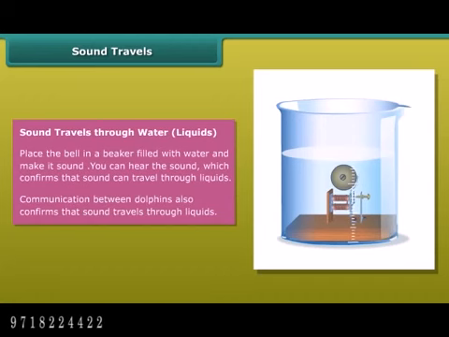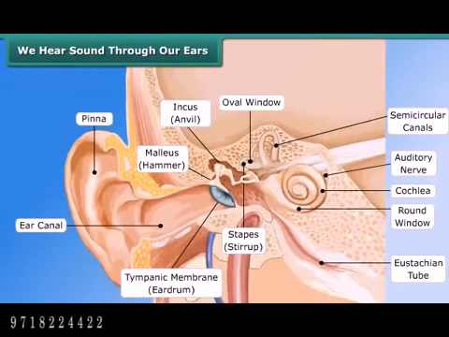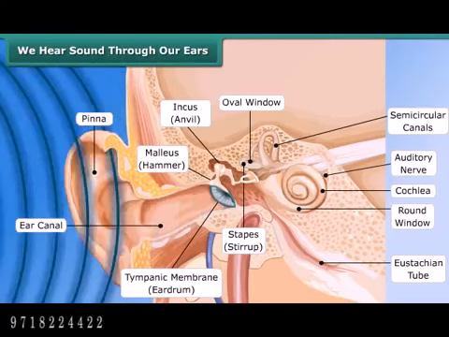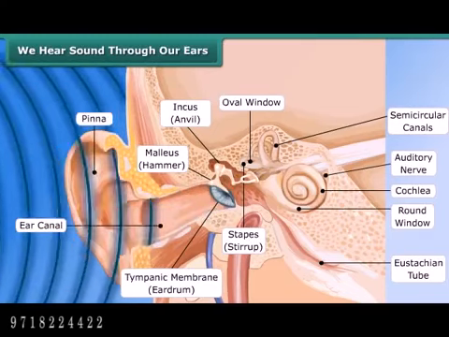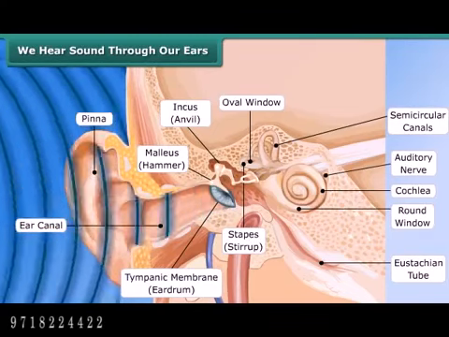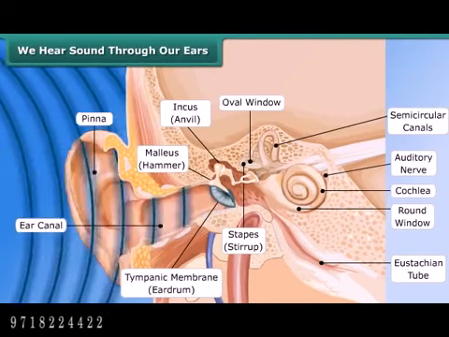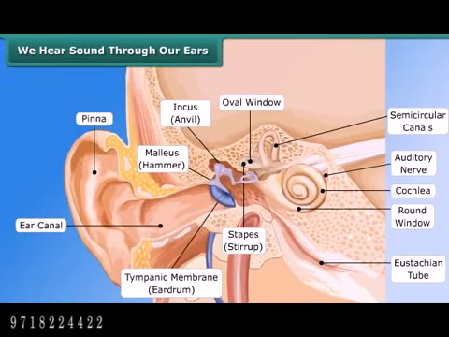We hear sound through our ears. The shape of the outer part of the ear is like a funnel. Sound enters and travels down a canal, at the end of which a thin membrane is stretched tightly, called the eardrum. Sound vibrations make the eardrum vibrate, and the eardrum sends vibrations to the inner ear, and through the inner ear it goes to the brain. This is how we hear sound.